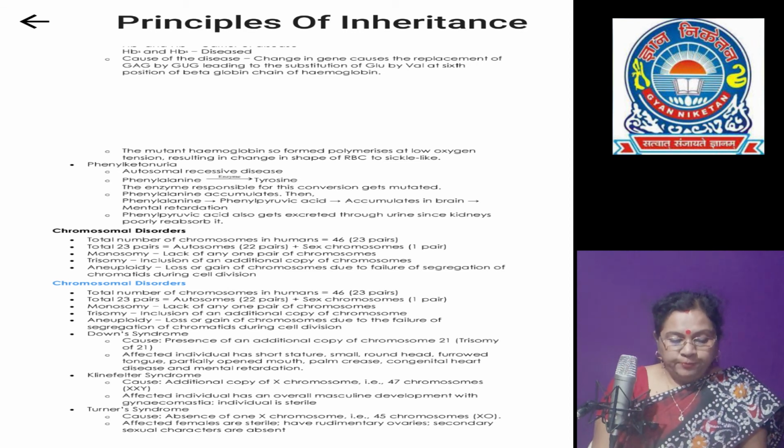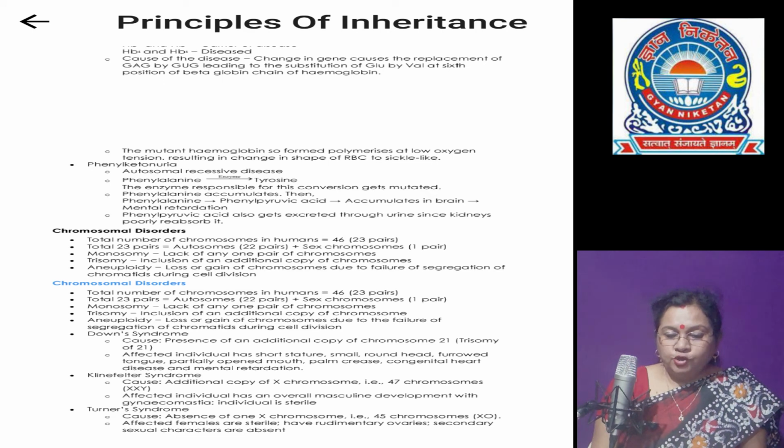Second type is polyploidy, when there is failure of cytokinesis after the telophase stage of cell division. It results in an increase in the number of chromosomes in organisms, and generally polyploidy is seen in plants.